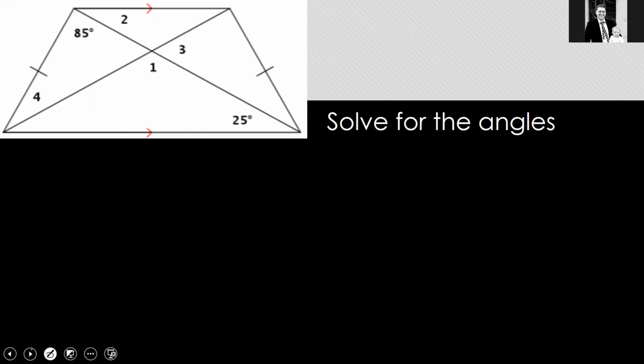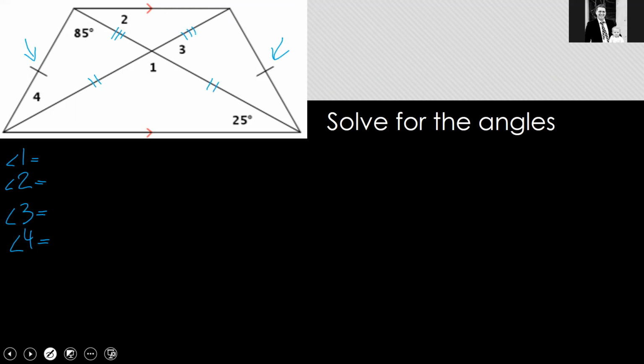This one says solve for all the angles. Okay, so we're going to solve for angles 1, 2, 3, and 4. And what do we know? Well, I see these tick marks, which means I see isosceles triangles, not right angles. So this is an isosceles trapezoid. I know this is an isosceles triangle, and this is a smaller isosceles triangle. Let's use that information to solve.